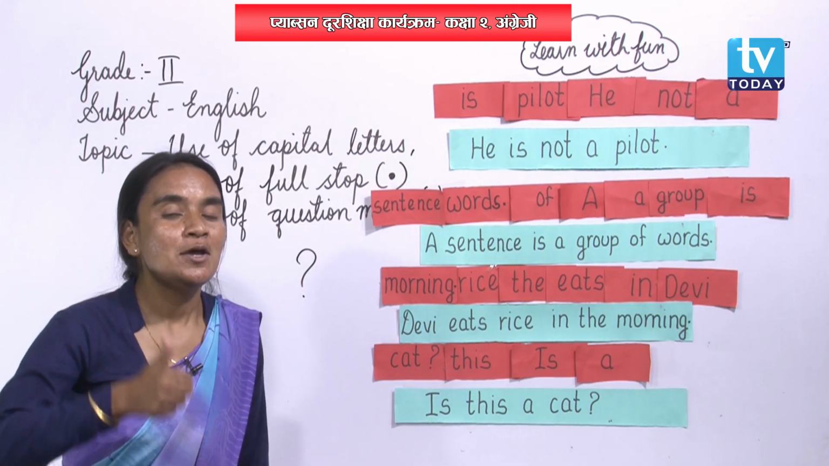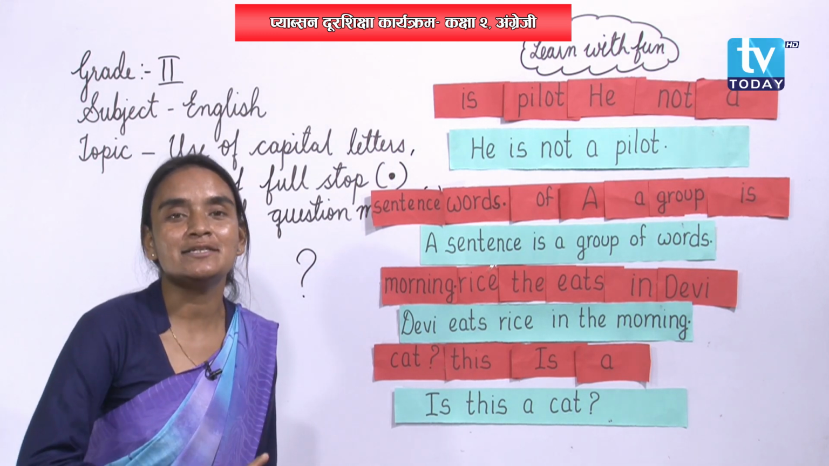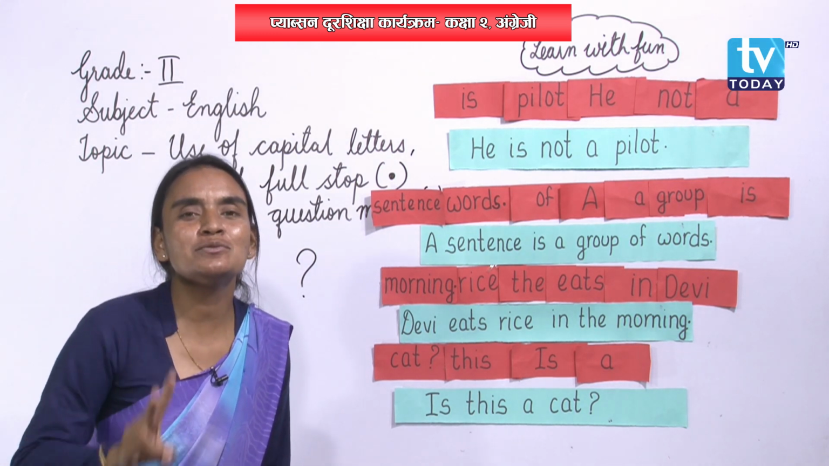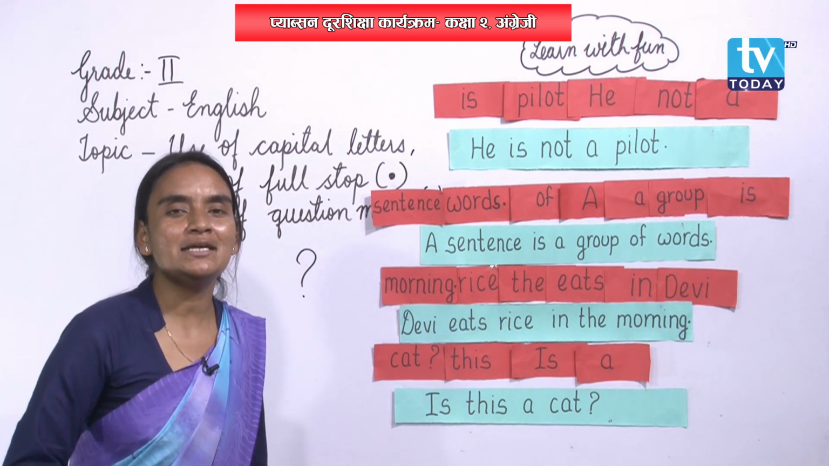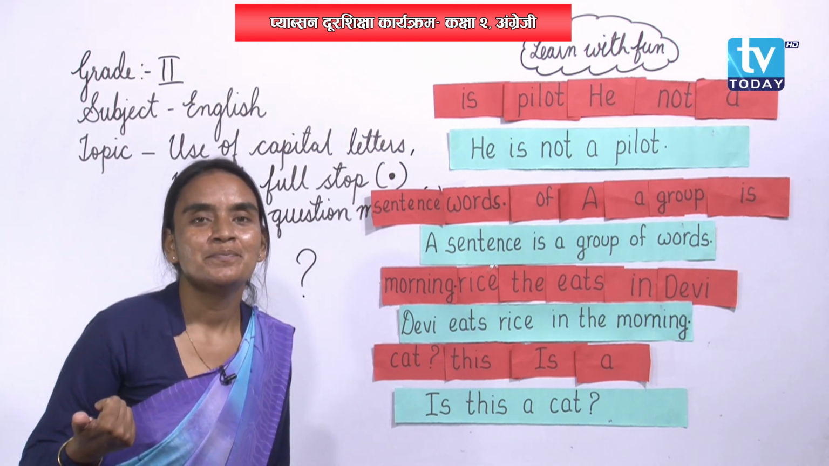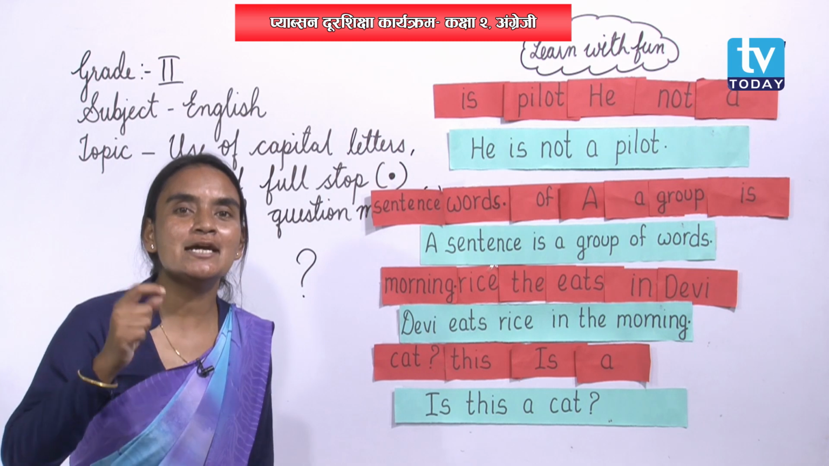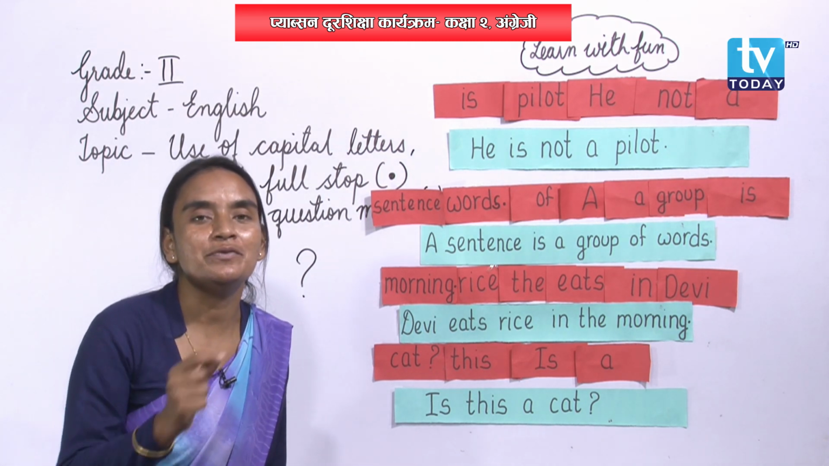Remember children, once we have to use a capital letter to start the sentence. Twice we have to use the capital letter to indicate the name of the person and even the name of the place. If we have to indicate the name of our locality, then we have to start it with a capital.